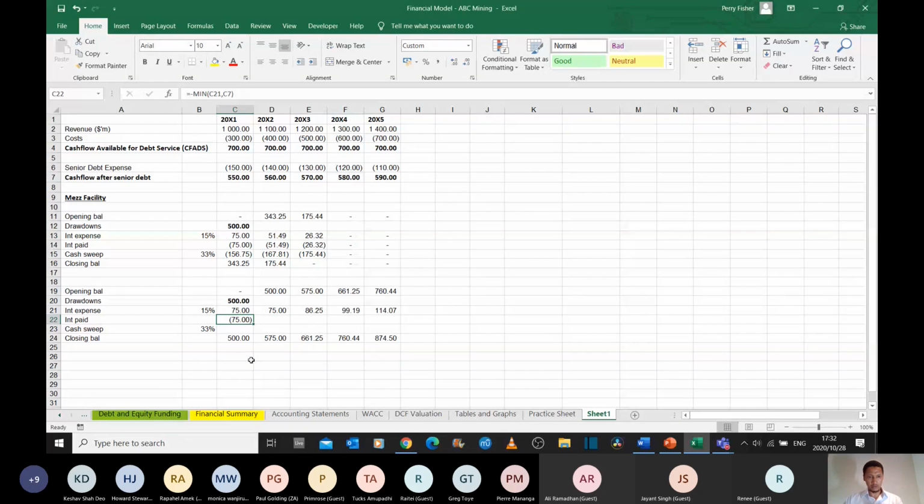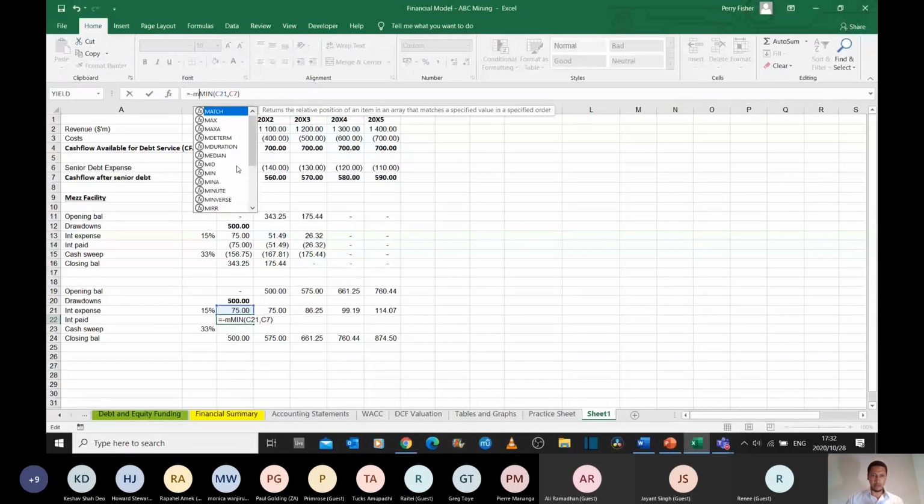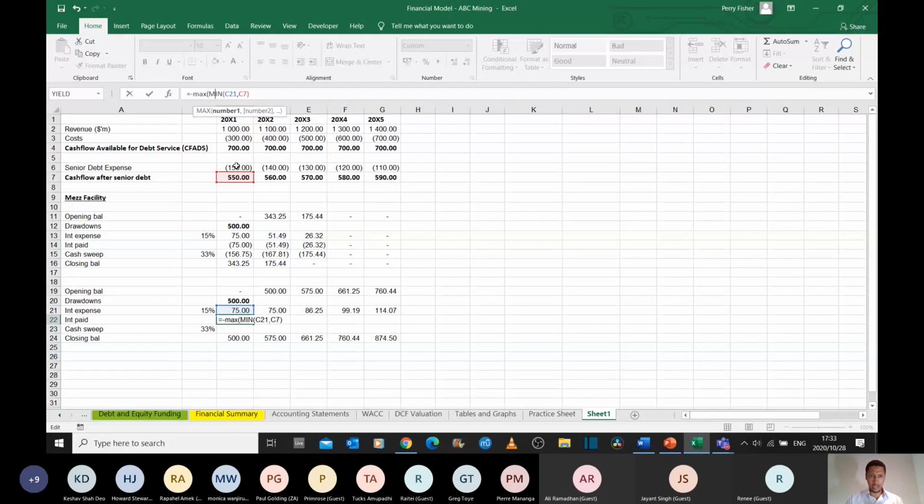I also need to protect myself to idiot-proof the model. What happens if they have a year of negative cash flow? Okay, I can just simply prohibit this value from ever being a negative number by putting in a max function. It's going to be the maximum of whatever that value is and 0. The max function just ensures that I'll never ever get a negative result here.